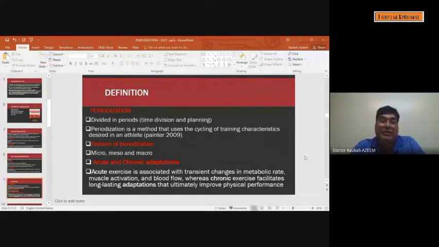Division of periodization. Very interesting, boys. Now you will know what periodization is, and how we will divide it: micro training, meso training, and macro training. Acute and chronic adaptations. Acute exercise is associated with transient changes in metabolic rate, muscle activation, and blood flow, whereas chronic exercise facilitates long-lasting adaptations that ultimately improve physical performance. This is acute and chronic adaptations. And micro, meso, macro, I'm going to explain in the next slides.